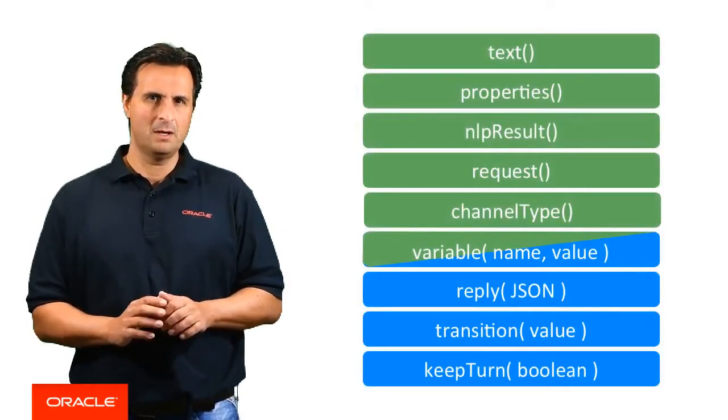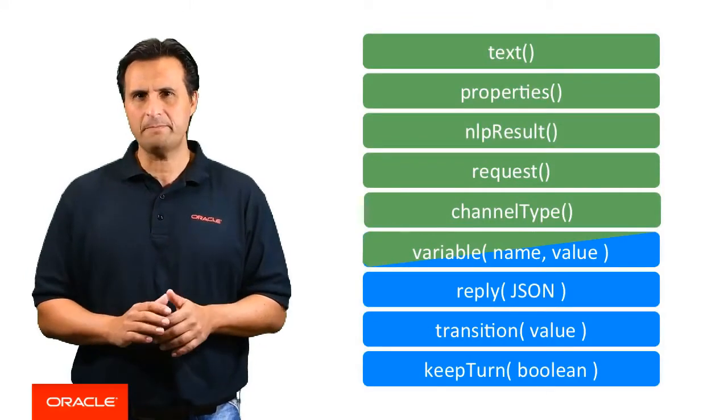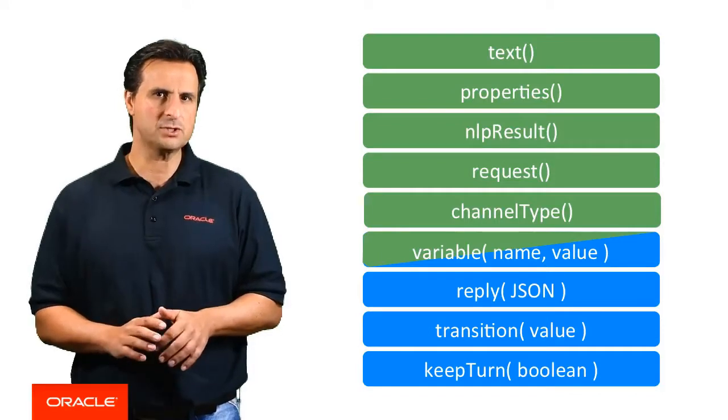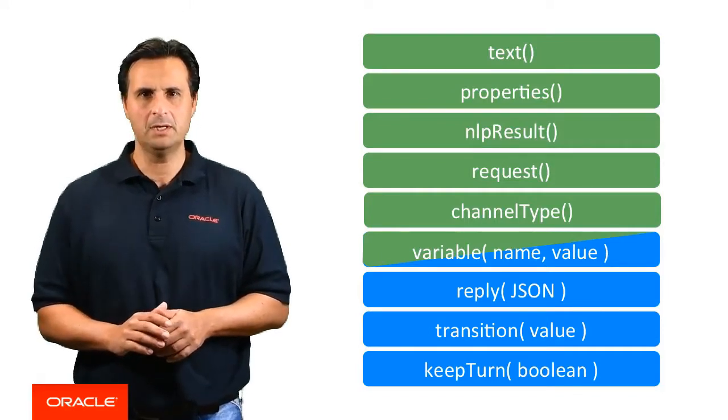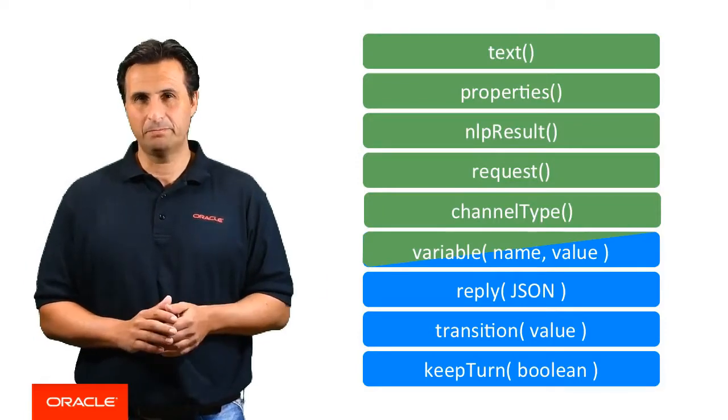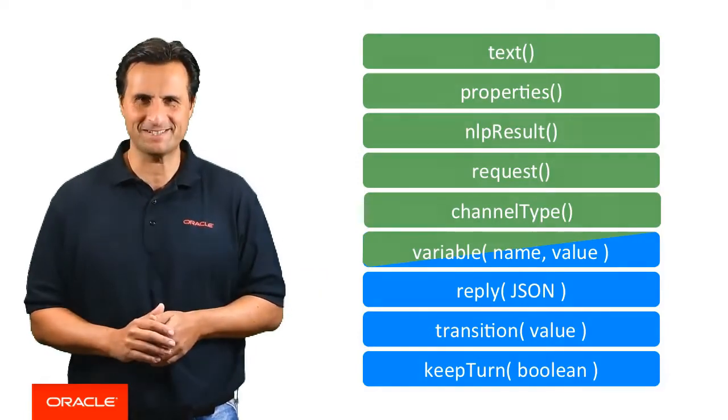In the interest of time, and keeping the video really short and crisp, let's have a look at those functions that I personally think are the most frequently used. Function names with a green background are used to read from the bot payload, whereas functions that have a blue background are used to write to the context. And those that have both, well, you guess.